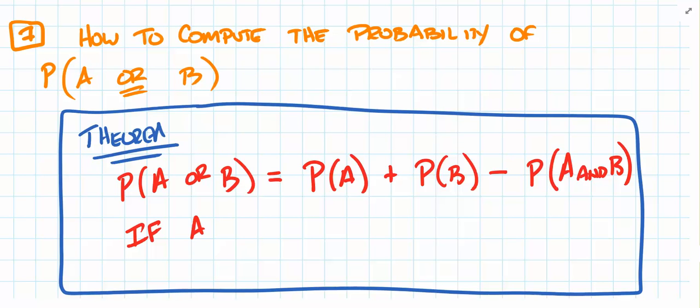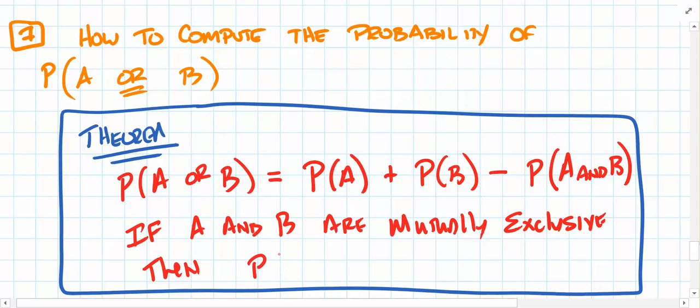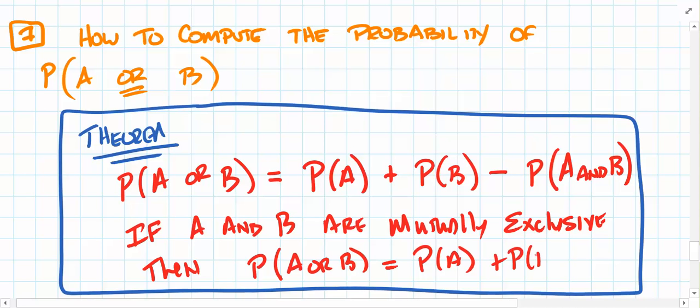Look what happens to my formula if A and B, this should be a D, sorry, if A and B are mutually exclusive. What happens to my formula then? Then I get this. The probability of A or B is just equal to the probability of A plus the probability of B minus 0, right, if they're mutually exclusive. Why is there a 0 down there, right?